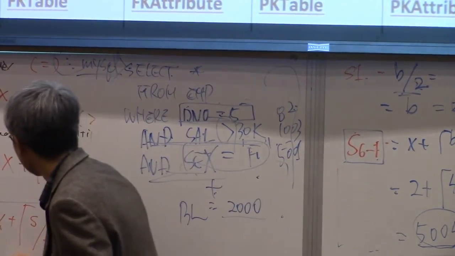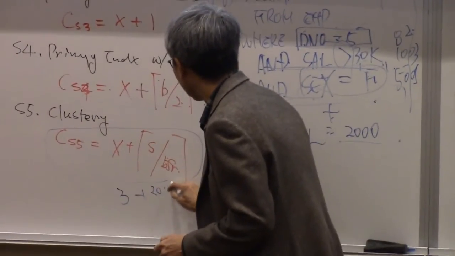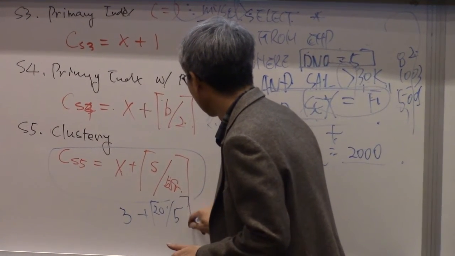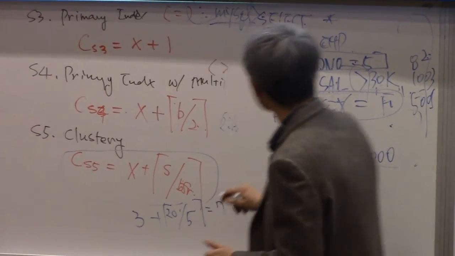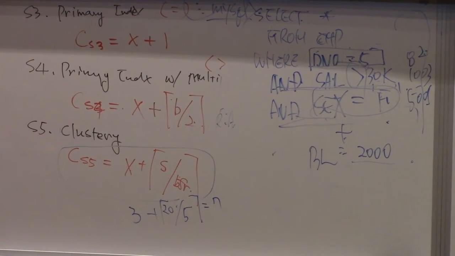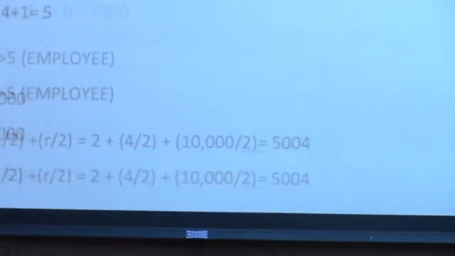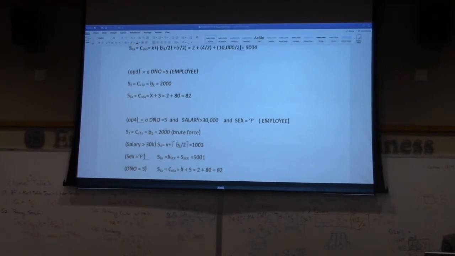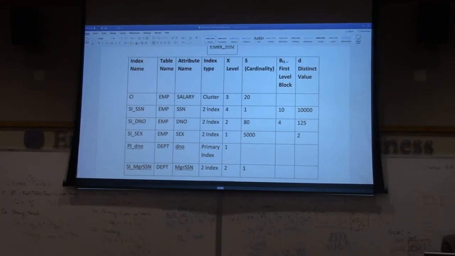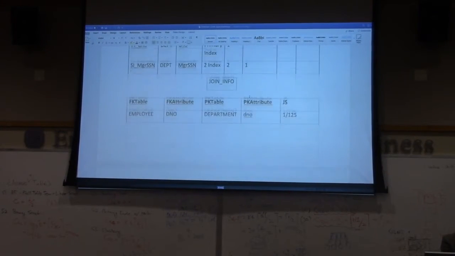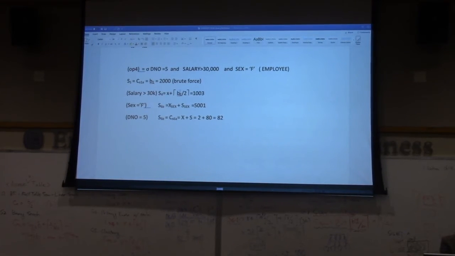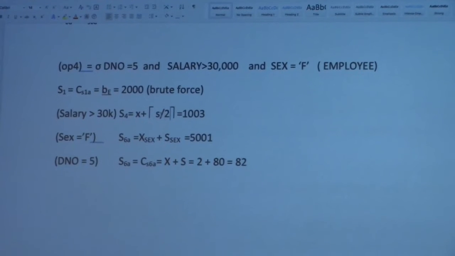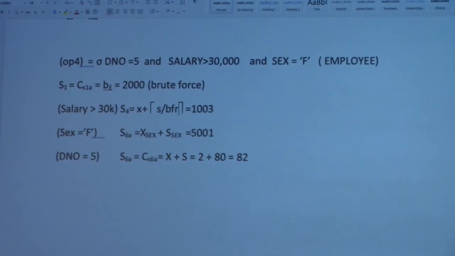So level is 3, then the selection cardinality is 20, and the buffering factor is 5. It's a 5, right? 4 or 5? 5. So it should be 7. Why is it 1,003? Because you use S4. If this one is true, I think this one is wrong. It should be S, right? This one should be S, S divided by buffering factor. Then this one.